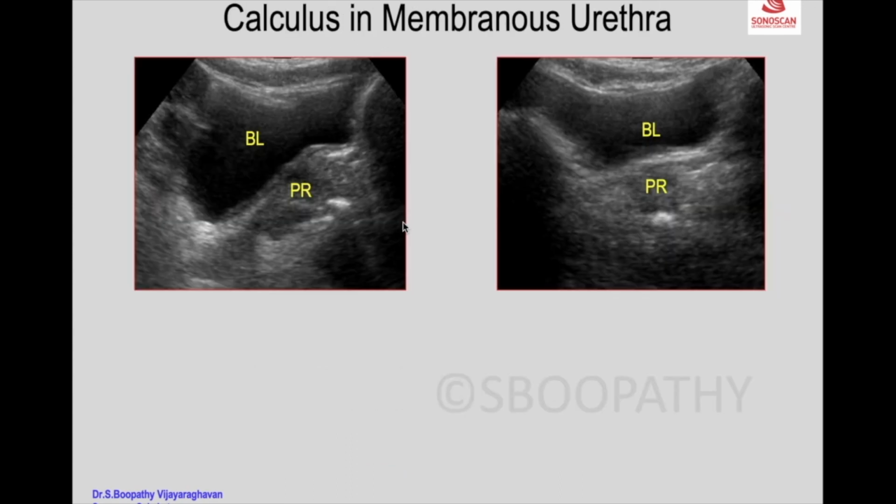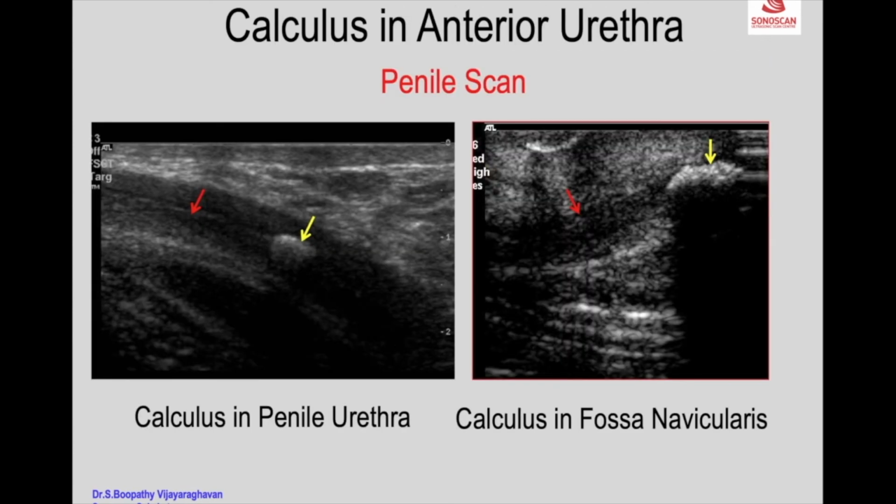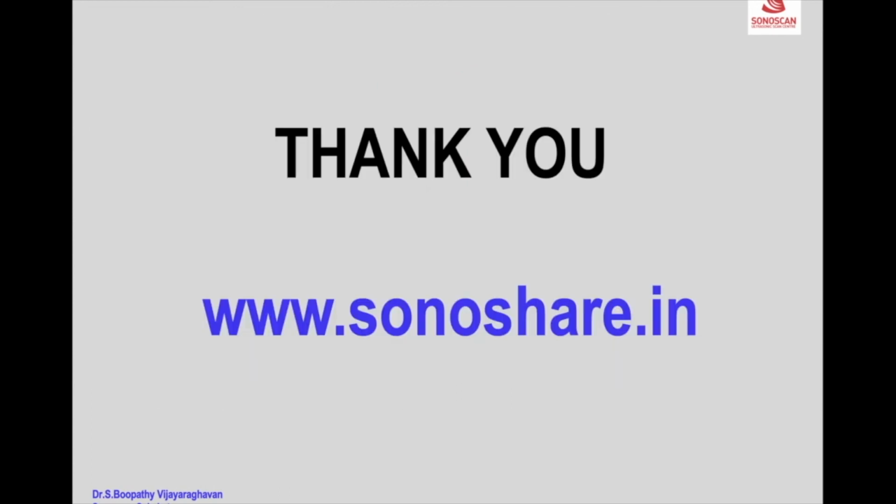This is the sagittal scan, that is the prostate. Just distal to the prostate you see the calculus. In the transverse scan also, you can see the glans penis, and in the region of the fossa navicularis you see a calculus with shadow. So ultrasound can pick up urethral calculus also.